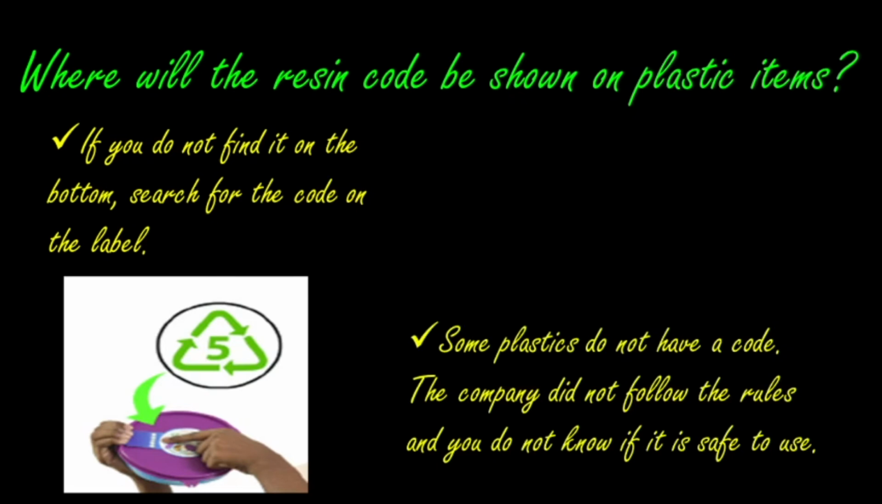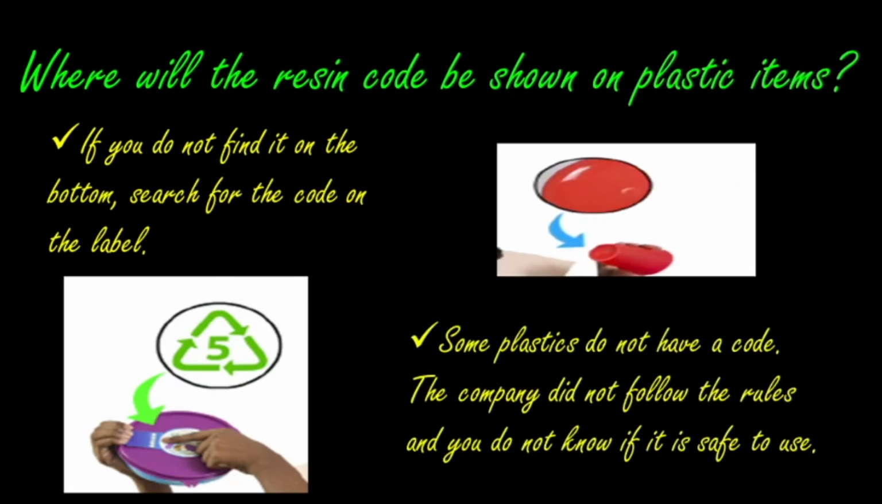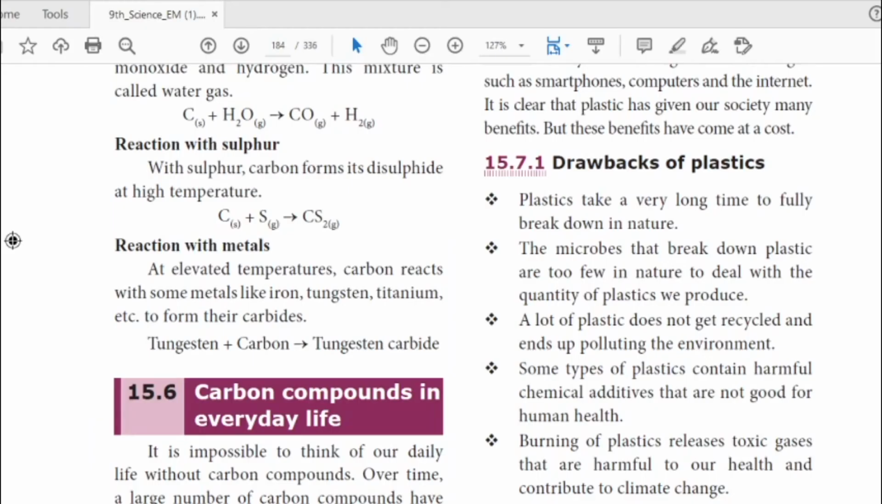Some plastics do not have a code. That means the company did not follow the rules, so it is not safe to use. You have to identify whether there is any code; if there is not, that product should not be used, so by choosing like that we can avoid those products. These are the ways to find out whether the resin code is present on the plastic item. Let us discuss all those things with the help of your textbook.